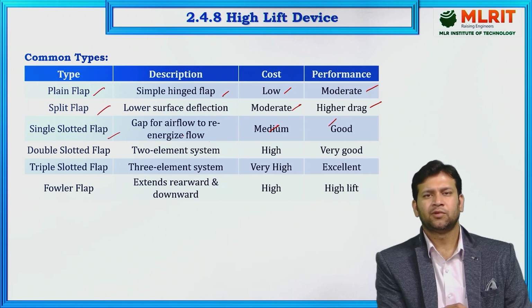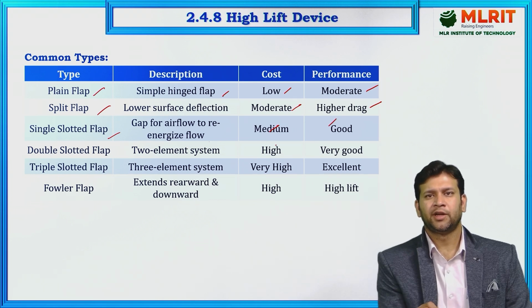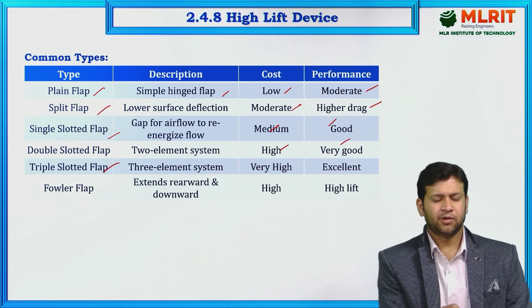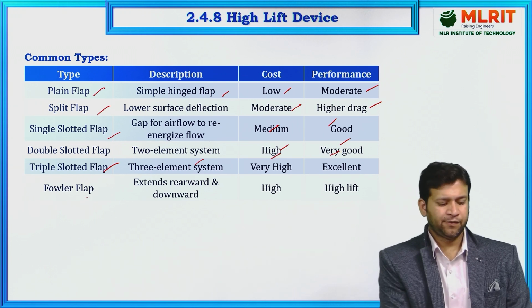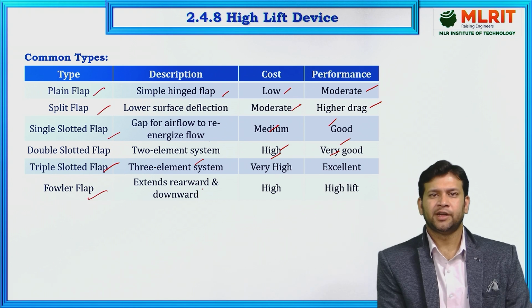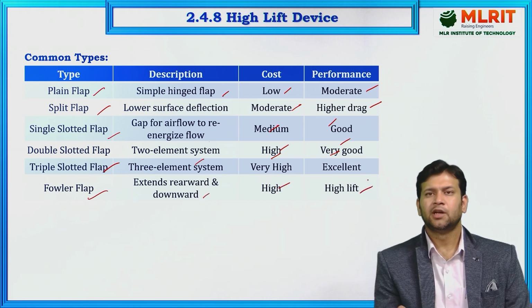Double slotted flap, it has a two element system, the making cost is high and performance is very good. Triple slotted flap, it has a three element system and it has very high cost, the performance is excellent. We have Fowler flap, which extends rearward and downward, the making cost is high and performance is high lift.